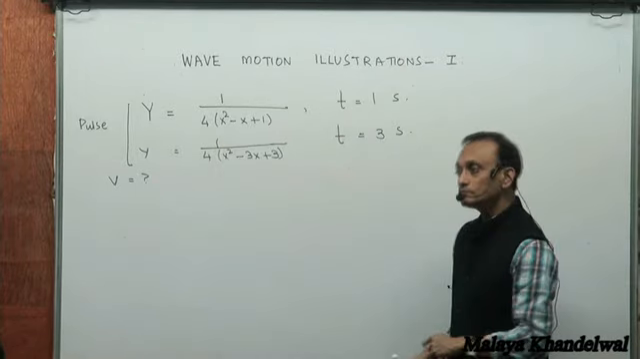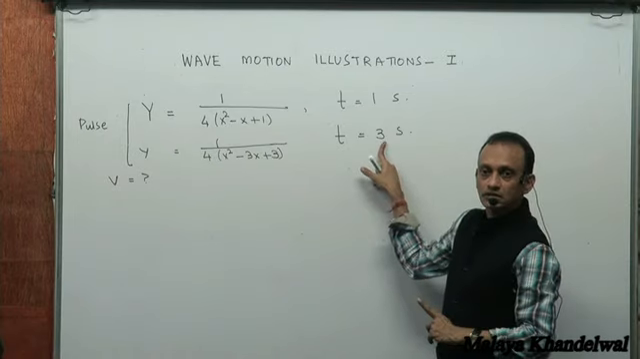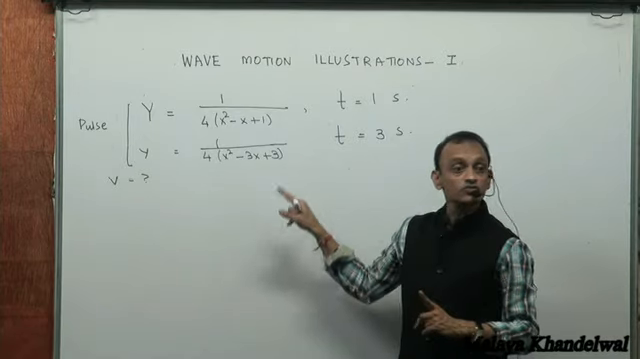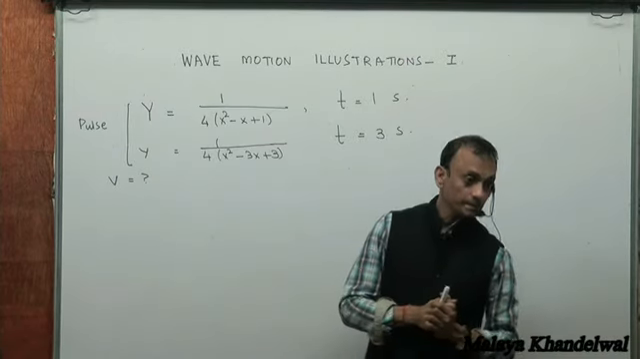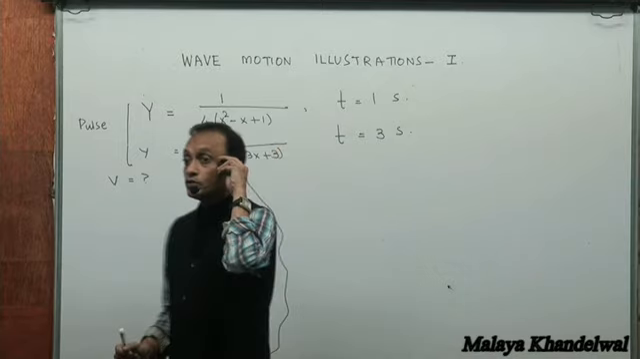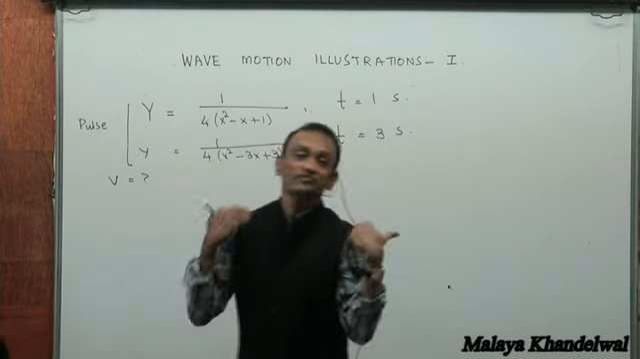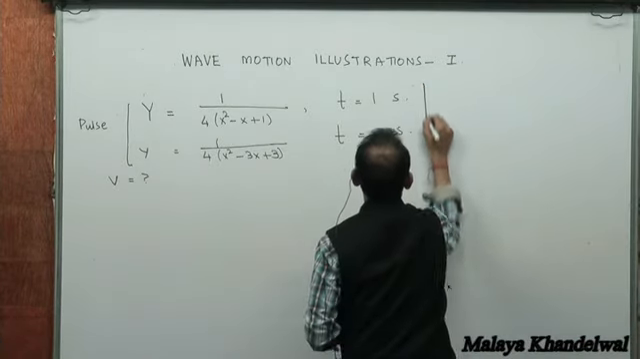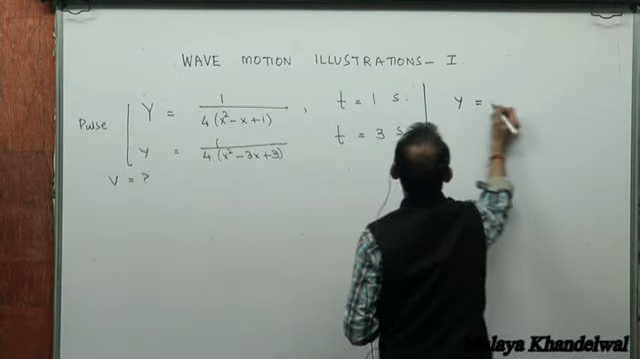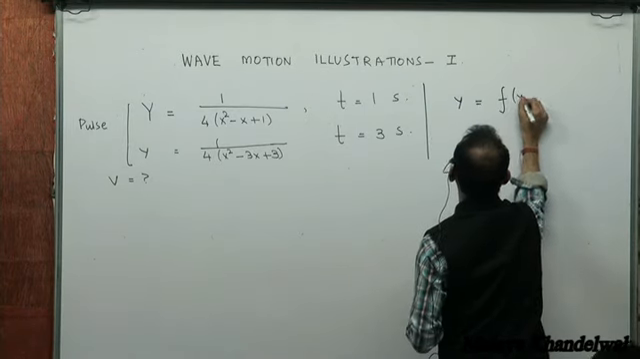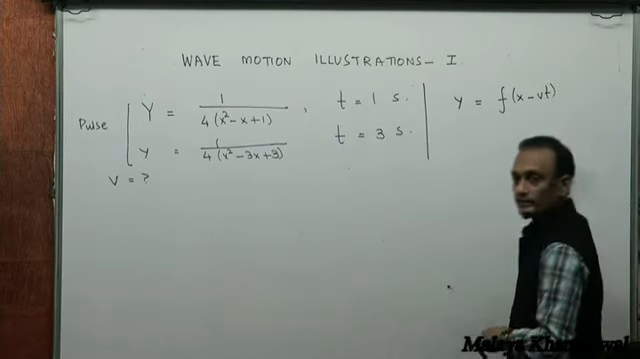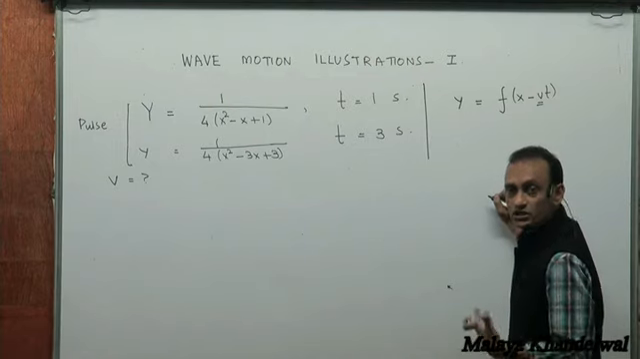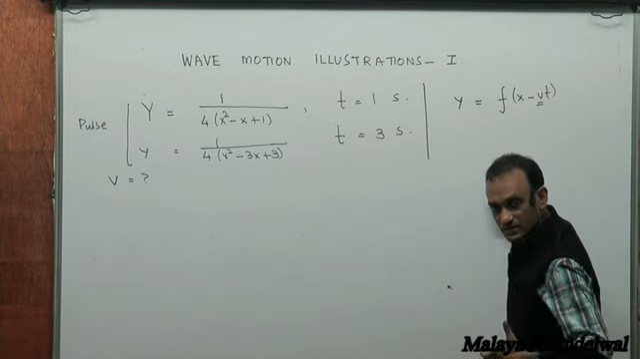At t equal to 3 seconds, the disturbance pulse produced in the region is given by this: x square minus 3x plus 3. We want to be able to find the wave velocity, right? If you recall, wave velocity is going to be, if I can write y as a function of x minus vt, then this v will give me the wave velocity or velocity of the pulse. When I say velocity of wave, it means velocity of pulse, same thing.